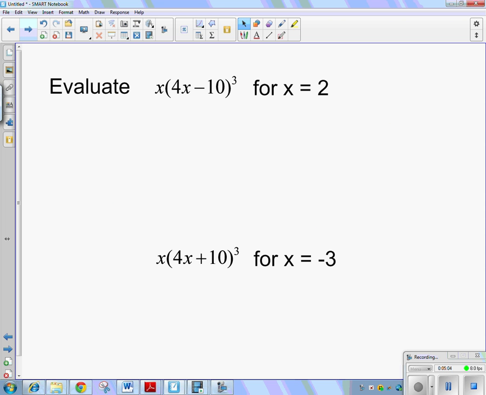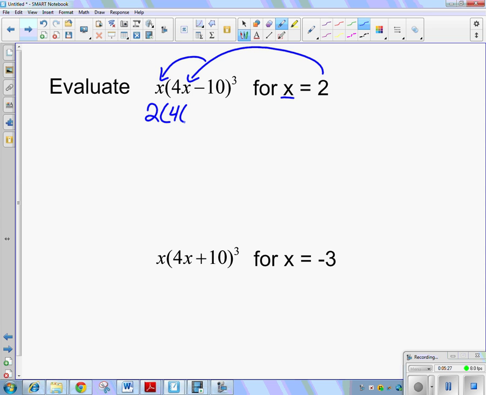Next, we're going to actually evaluate our expressions. In order to evaluate our expressions, we're going to need to use PEMDAS. We are also going to need to understand where to plug things in. When we're evaluating an expression, this says for x equals 2. So instead of having an x over here, I want to replace all the x's with the number 2. 2 times 4 times 2 minus 10 to the third power.